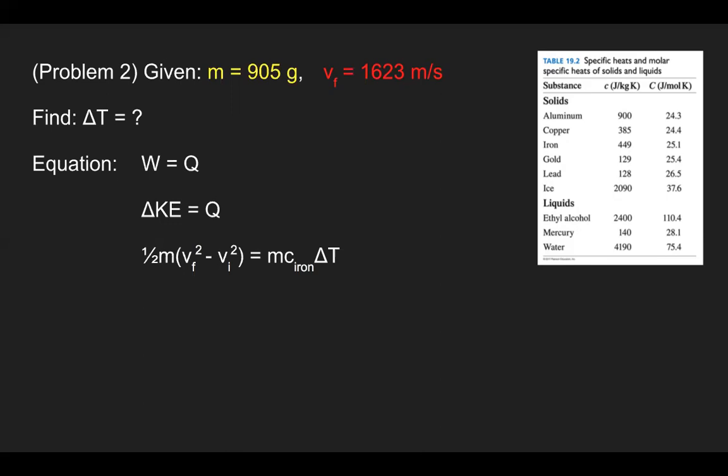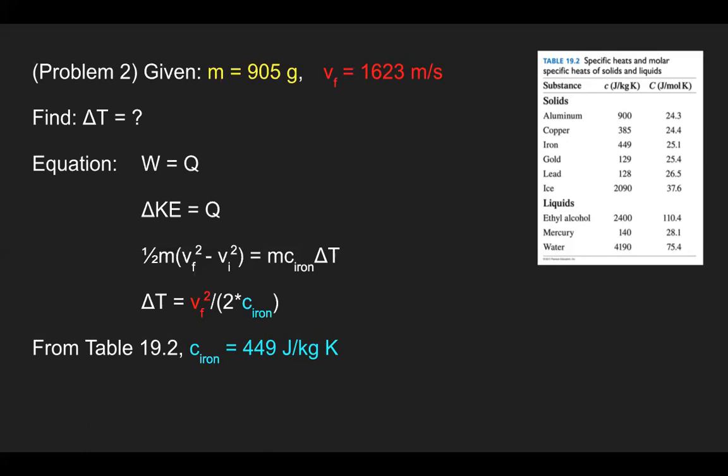Also, another thing is that we assume that the initial velocity is 0, so Vi squared is also equal to 0. So when you simplify it and isolate for the change in temperature, you get Vf squared divided by 2 times the specific heat of iron is equal to the change in temperature. And we know from the table that the specific heat of iron is 449 joules per kilogram Kelvin.